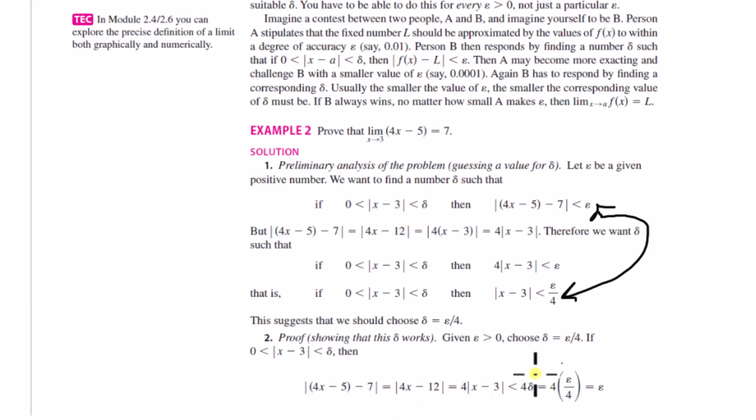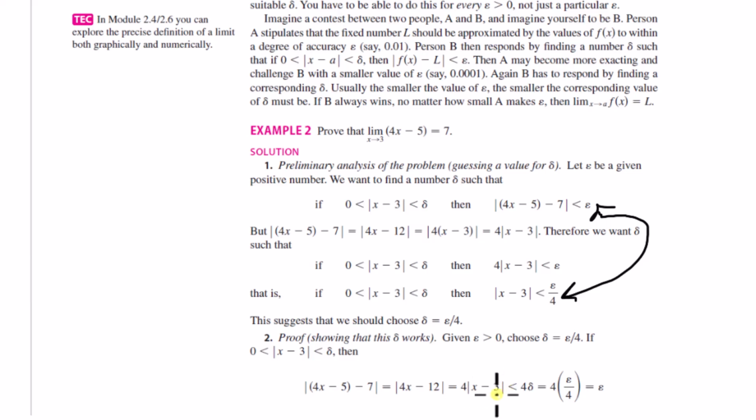Okay, and so again, if delta is equal to epsilon divided by 4, you take this expression here, and there's the absolute value expression. They subtract the 5 and the 7, and factor out the 4 from the absolute value.